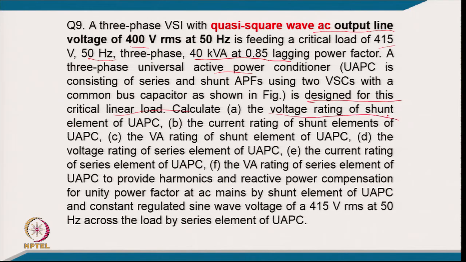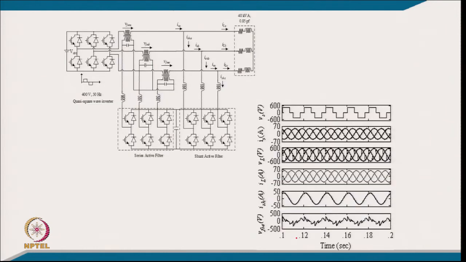Calculate the voltage rating of the shunt element, current rating of the shunt element, VA rating of the shunt element, and the voltage rating of the series element, current rating of the series element, and the VA rating of the series element of the universal active power conditioner, to provide harmonics and reactive power compensation for unity power factor at AC mains by the shunt element of the universal active power conditioner, and a constant regulated sine wave voltage of 415 volt RMS at 50 Hz across the load by the series element of the universal active power conditioner.